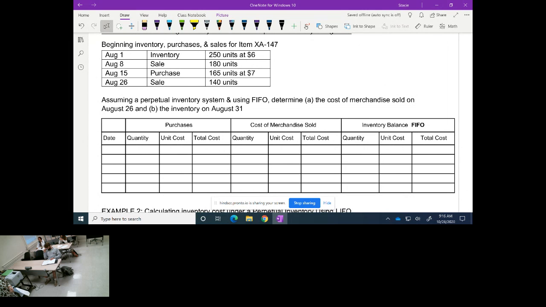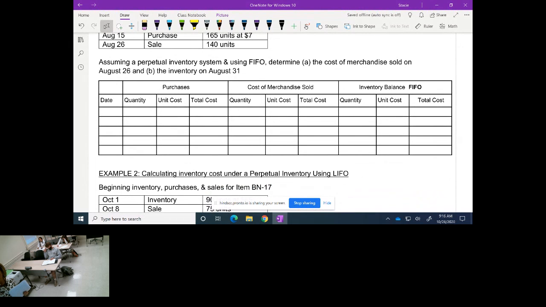So on August 1st, our inventory is 250 units, and each unit costs $6. On the 8th, we're going to sell 180 units. On the 15th, we're purchasing 165 more, and this time they're costing us $7 a unit. And then August 26th, we're going to sell some more. So we're going to go through this process of figuring out how much our cost of merchandise sold was on August 26th, and then what is our inventory at the end of August using this first in, first out method.